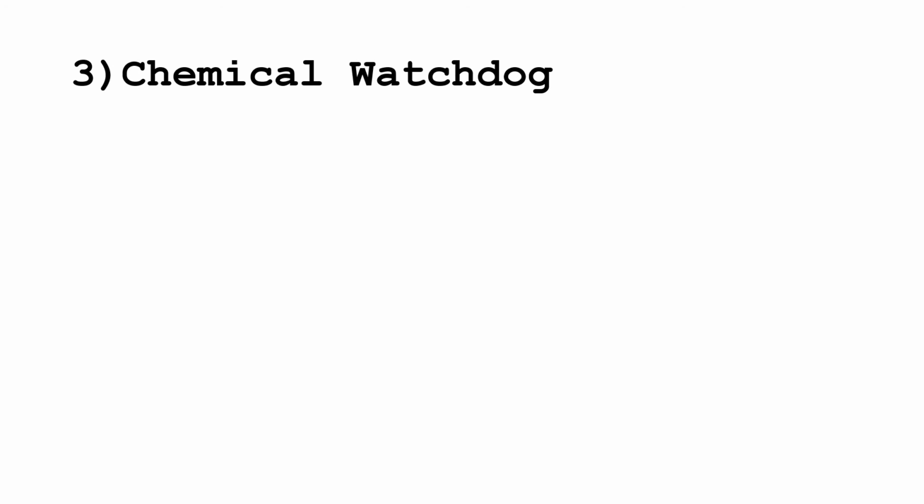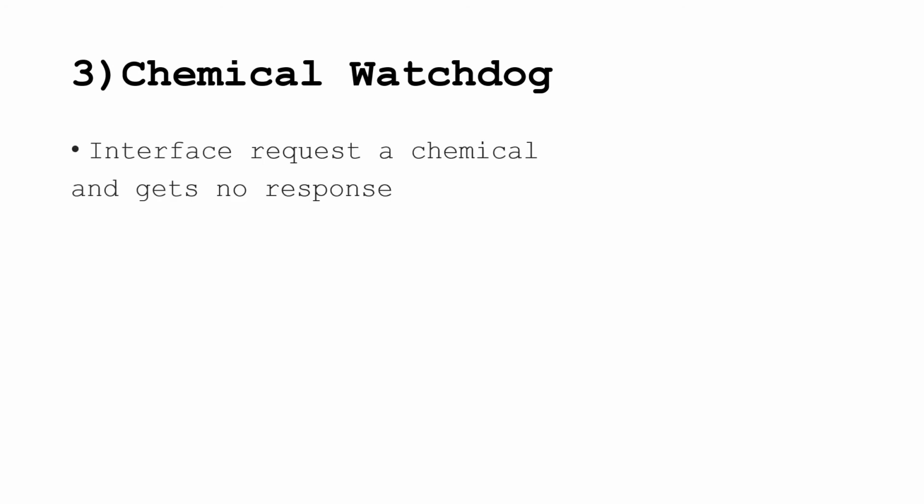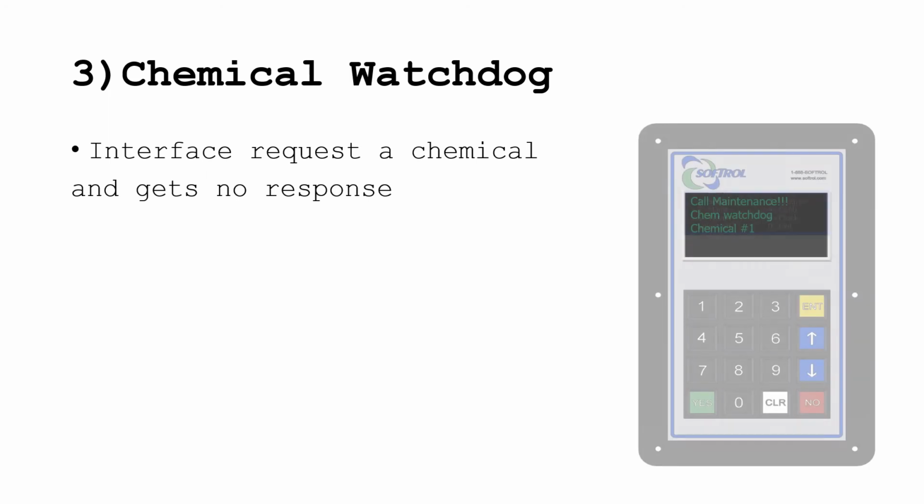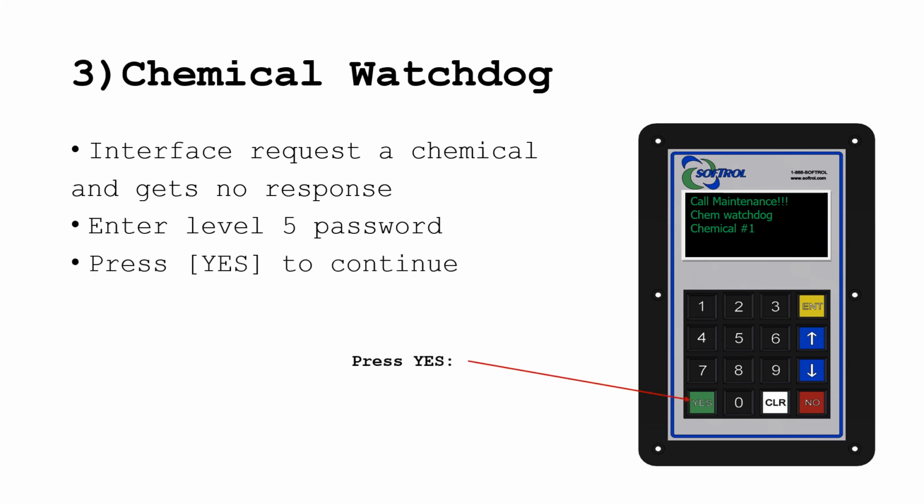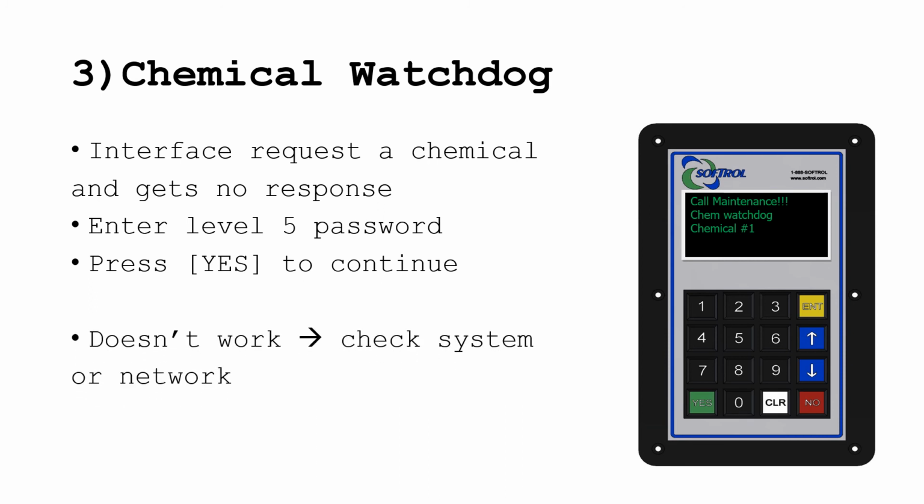3. Chemical watchdog. When the interface has requested chemical and the system has not responded, the machine will show this error. Enter in the level 5 password and press the Yes key to continue. If the system does not answer the chemical request, then there might be a problem with the system or the network. Also, check the chemical watchdog time in the setups.